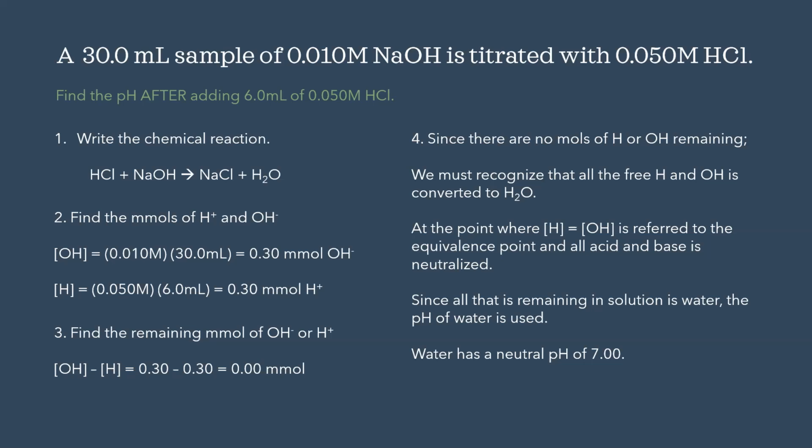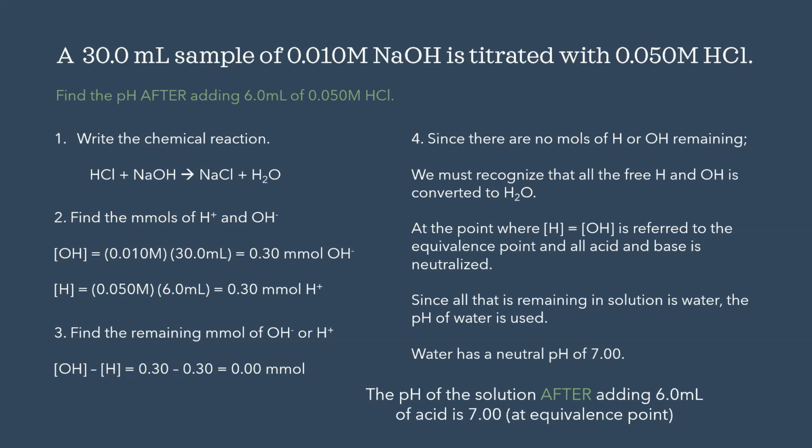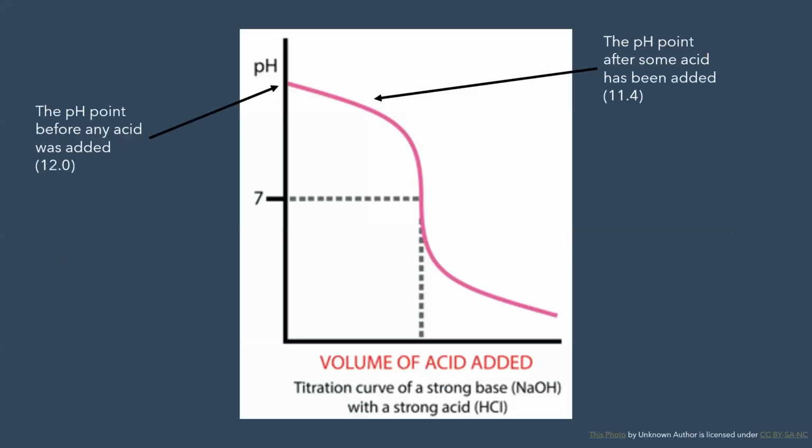Since all that is remaining in the solution is water and the salt, but the salt has no effect on pH, the pH of water is used. So since water has a neutral pH of 7, the pH of the solution after adding 6 milliliters of acid is 7. So again, this is at the equivalence point. So here's where we would expect the pH value we calculated to be located on the titration graph.